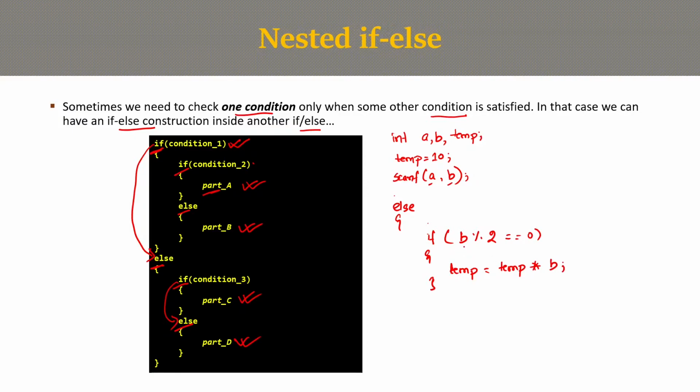And if B is not an even number, then in this else, we want to increment the value of B by 1 and then multiply it with temp, right? So plus plus B. This is what we are doing. So this is our nested if else condition.